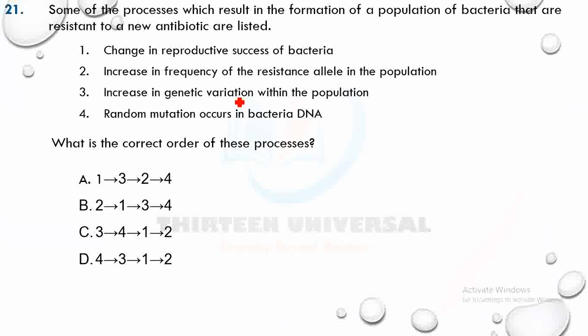Okay? Try. So the first thing that happens is that there must be mutation. For resistance to arise, mutation must have occurred. So this is the first one. So number 4, which option starts with number 4? D. Don't waste your time, it's only one. After mutation, the next is increase in genetic variation. Mutation causes 3. And then after that, change in reproductive success. The ones that have the advantageous allele survive and reproduce, and then the allele frequency increases, that's 1, 2. So D is the answer.